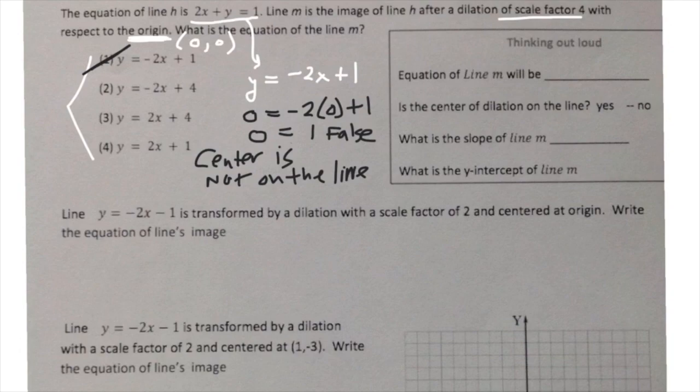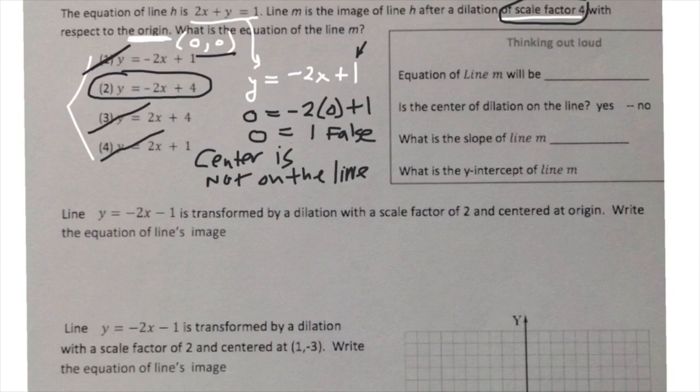Right now the y-intercept is 1. The center is below the line. So the answer will be pushed above it and will have the same slope. So we know that the slope won't change. We know that the slope will stay the same, and the y-intercept is going to be above it. The scale factor is 4, which will change the y-intercept. It would multiply the y-intercept by 4 and keep the slope the same. So just thinking out loud here.